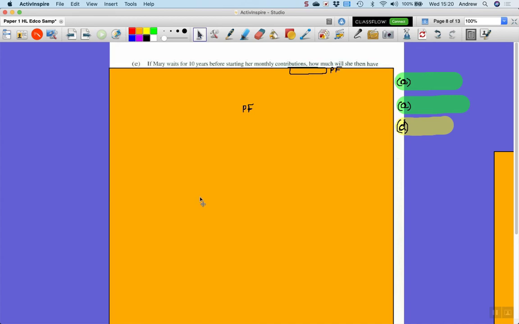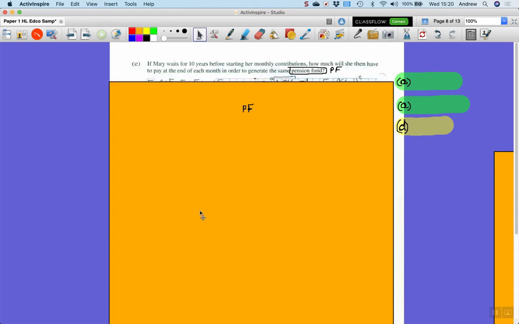Okay, this is question 7e. Mary has to wait 10 years before starting her monthly contribution. How much will she then have to pay at the end of each month to generate the same pension fund?